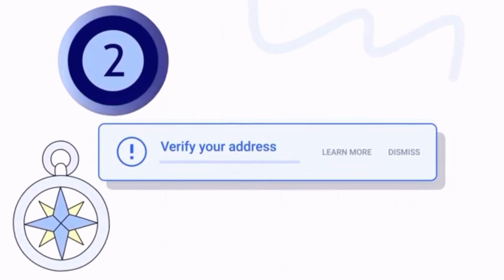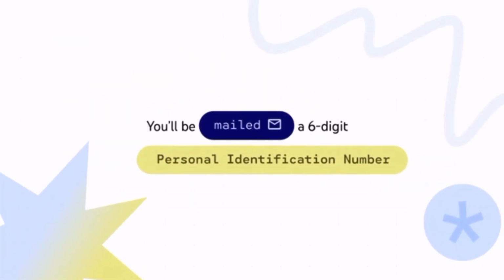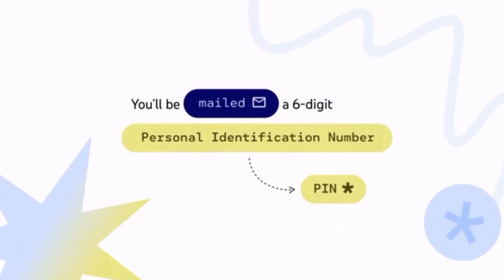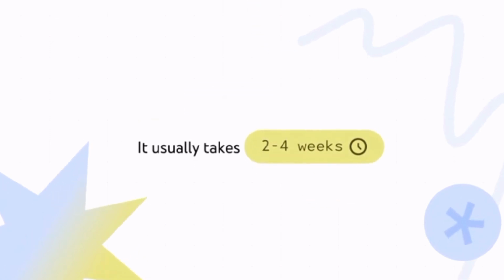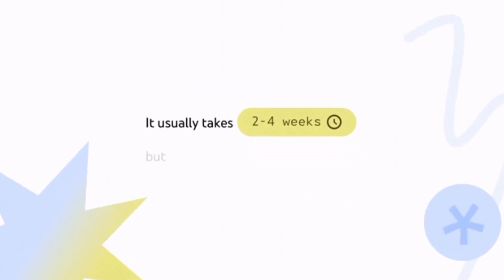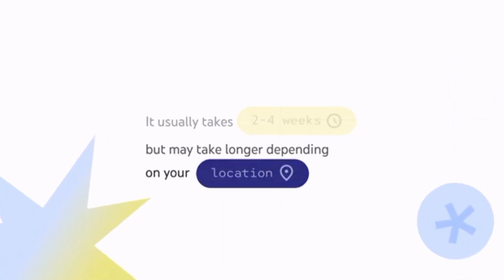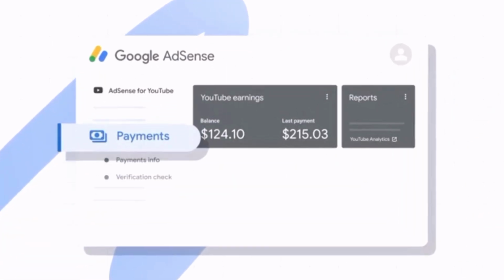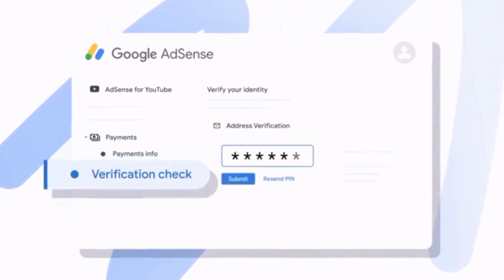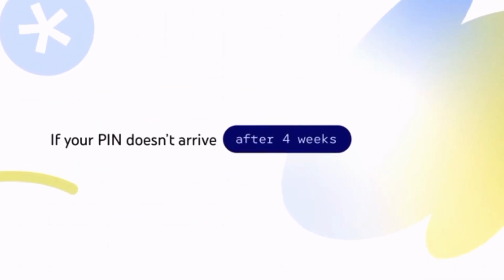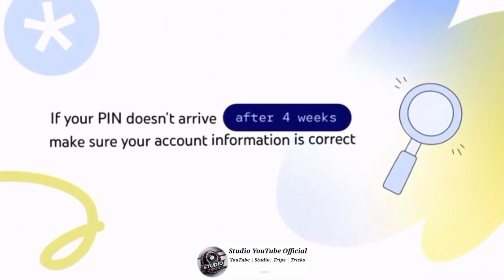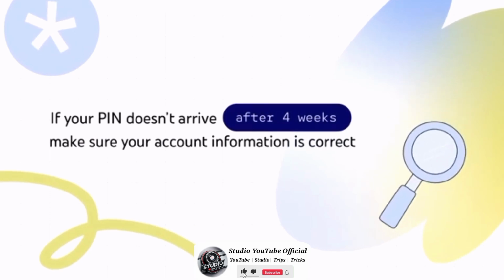Once you verify your identity, you'll need to verify your payment address. You'll be mailed a 6-digit personal identification number, also called a PIN. It usually takes 2 to 4 weeks for your PIN to arrive at your payment address, but it may take longer depending on your location. Once your PIN arrives, you'll need to enter it into your AdSense for YouTube account by going to Payments, then Verification Check.